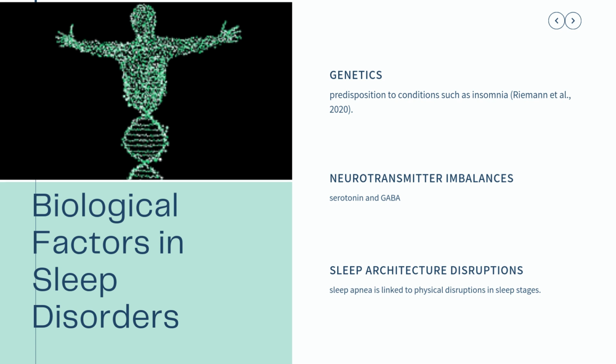Neurotransmitter imbalances, especially those involving serotonin and GABA, can also affect sleep patterns, and that can lead to difficulty falling or staying asleep. And then physical disruption in sleep architecture, for example, those seen in sleep apnea, can prevent individuals from reaching deeper and restorative stages of sleep. And even recent neuroimaging studies have provided some insights into how the brain's activity during sleep is disrupted in various disorders. And that's helping to inform treatment approaches.